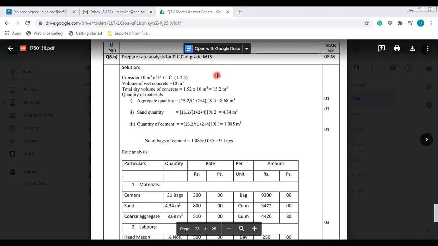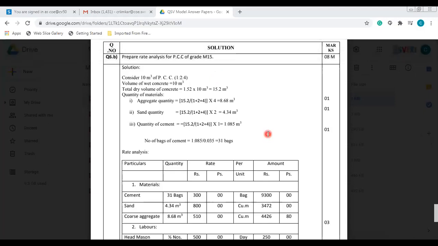Conventionally, for M5 grade of concrete we use 1:5:10 proportion. Then for M10, what is the proportion? For M10, the proportion is 1:3:6 or 1:4:8. Then for M15, it is 1:2:4. For M20, it is 1:1.5:3. For M25, it is 1:1:2.